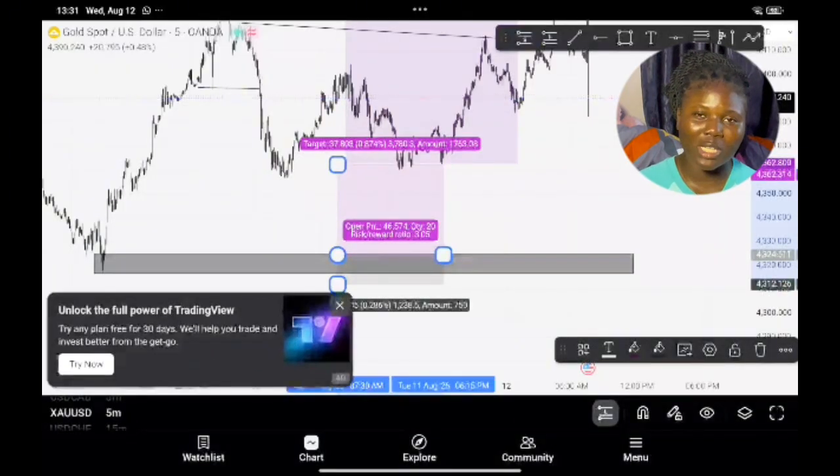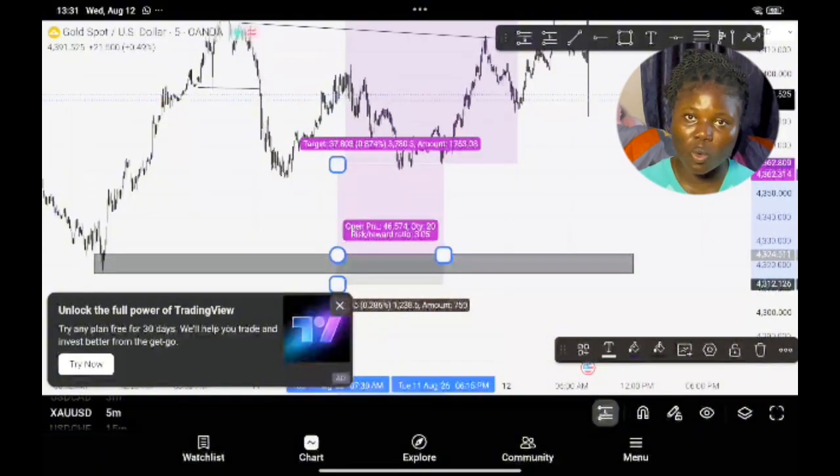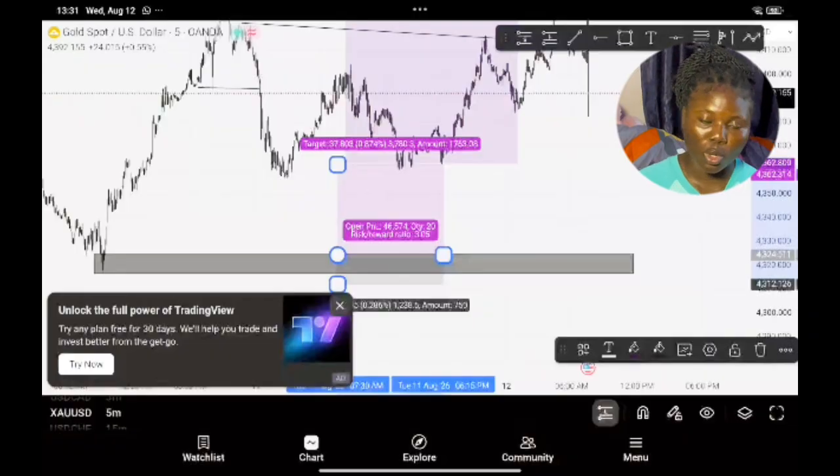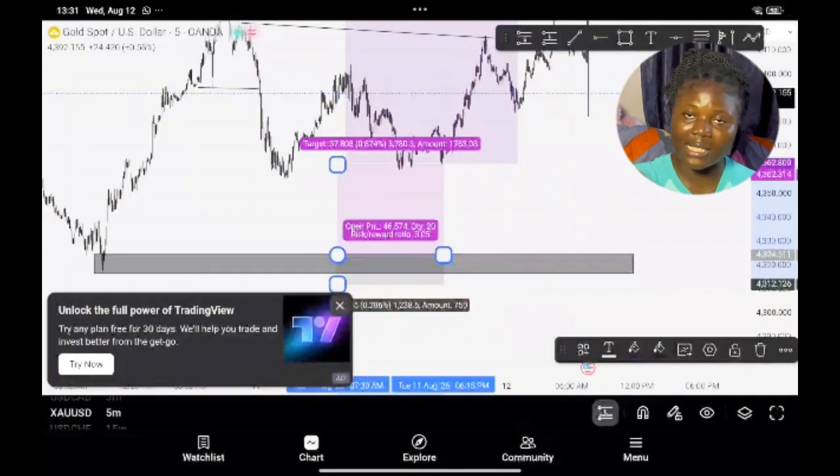1:3. The reason why I'm doing 1:3 is because I'm not the owner of the market. My dad is not the owner of the market. So I have to take what I can afford to lose and leave that market alone, because if I want to, the market can decide to come back and take me out. So I have to be careful.